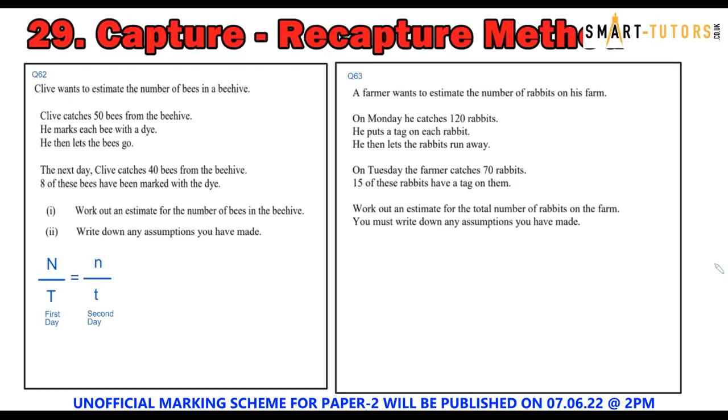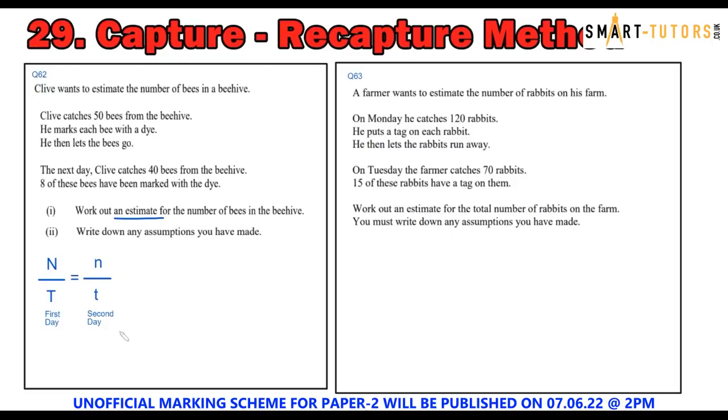Clive wants to estimate the number of bees in a beehive. So Clive catches 50 bees from the beehive. He marks each bee with a dye. He then lets the bees go. The next day, Clive catches 40 bees from the beehive. 8 of them have the tag. Work out an estimate for the number of bees in the beehive.